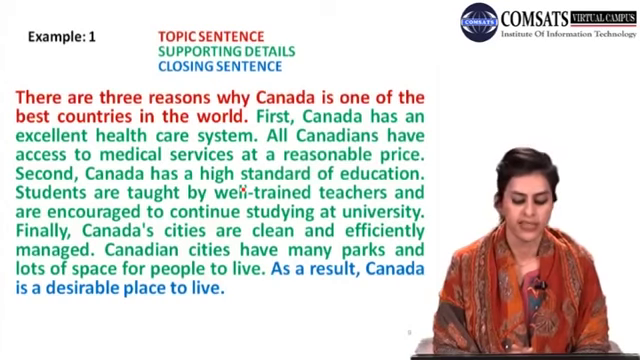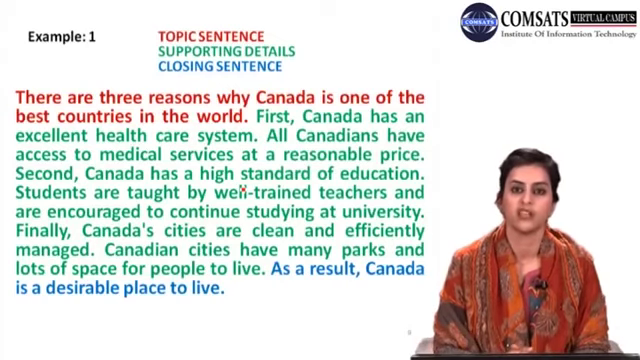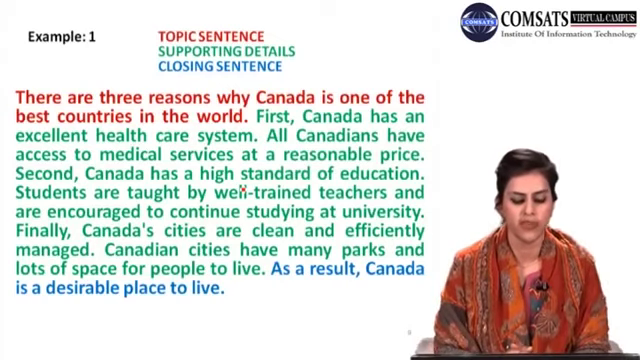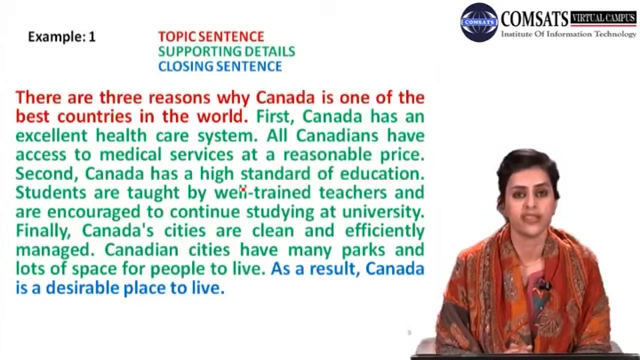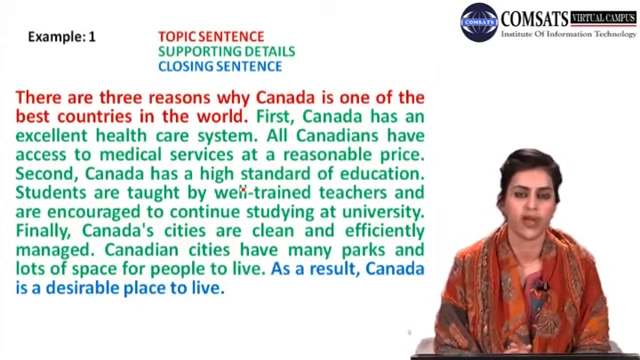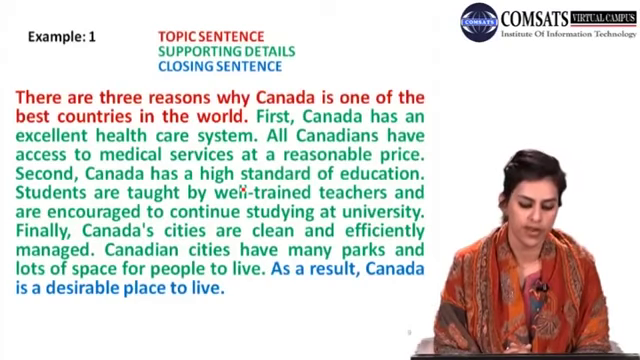First, Canada has an excellent healthcare system. All Canadians have access to medical services at a reasonable price. So what was the reason that Canada has an excellent healthcare system? Because Canadians have access to medical services at a very reasonable price. So that is usually cheap for them, and they can afford it easily.